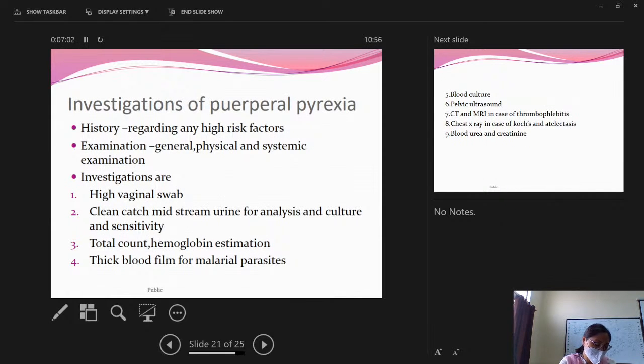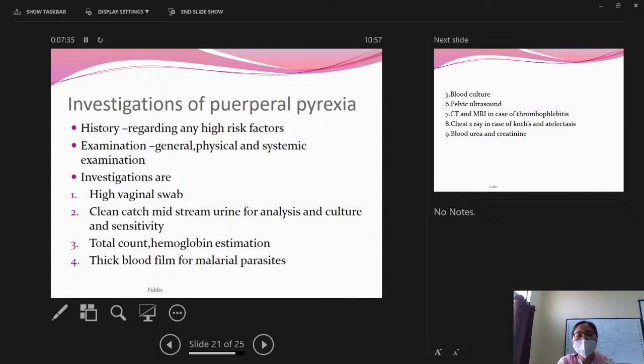Investigation. If we have a patient, how do we investigate? First thing, history taking is very much vital. We have to find out whether the patient is having any antepartum or intrapartum risk factor. After the history taking, we do a general examination and systemic examination. Systemic examination is very important in case of puerperal sepsis, puerperal pyrexia, because some other system like the respiratory system can also be involved after delivery in case of puerperal sepsis.